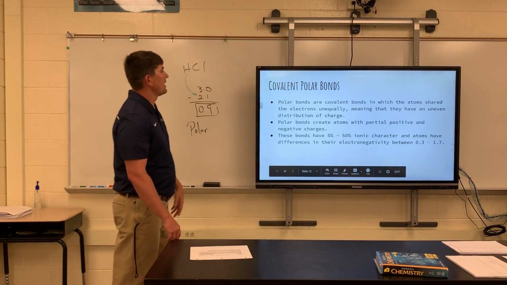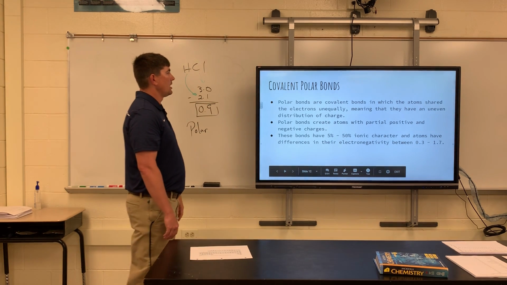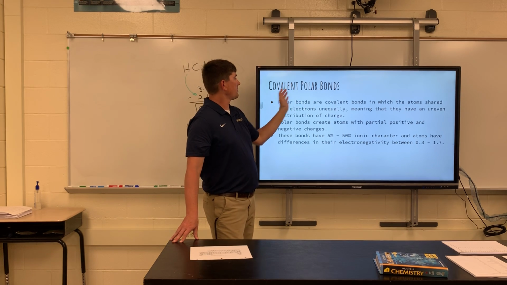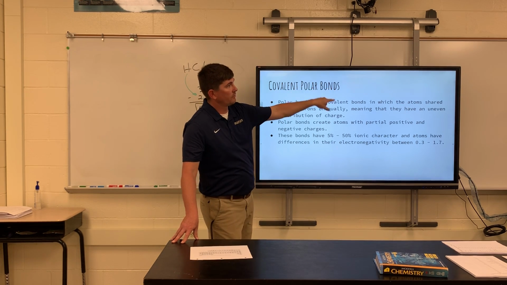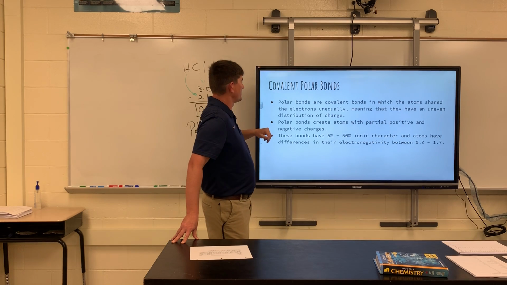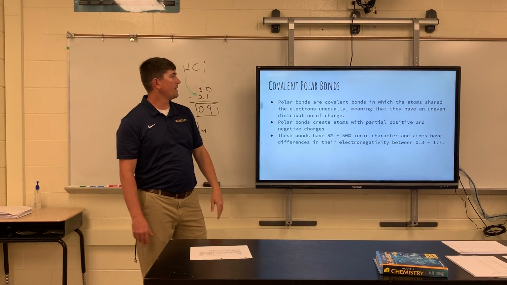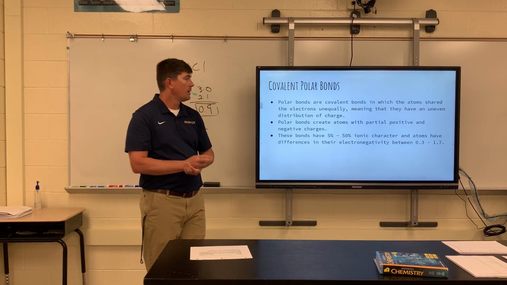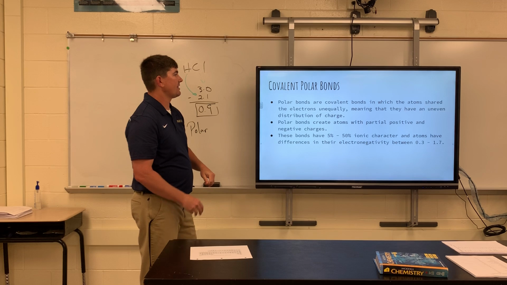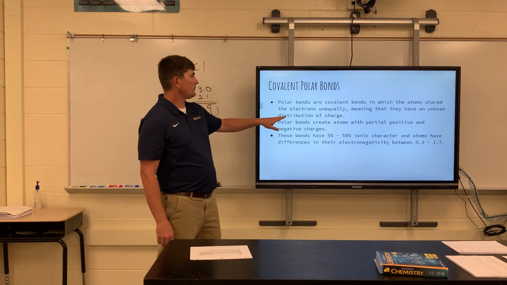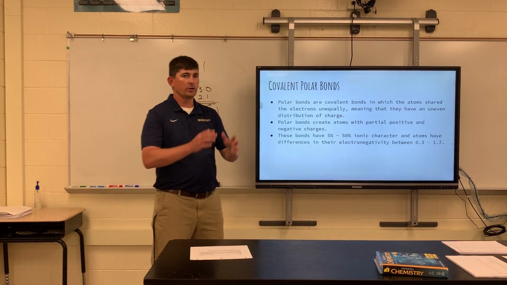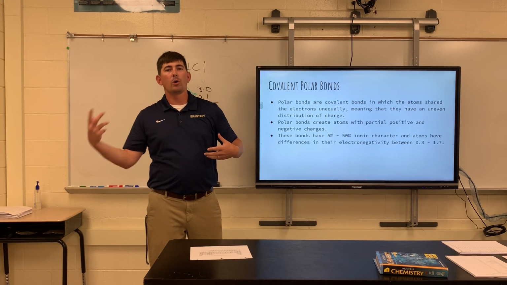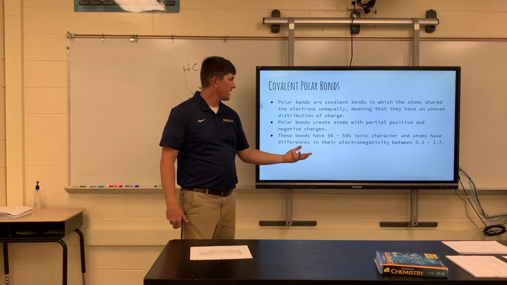Okay? And then covalent bonds. Covalent bonds can be polar. They can also be nonpolar. I'm saying that backwards. Polar bonds are covalent bonds in which electrons are shared unequally. They're still sharing, but it's an unequal sharing, meaning that they have an uneven distribution of charge. So because there's an unequal sharing, that means there's an unequal distribution of charge, and you end up with that partial positive on one end, partial negative on the other end.